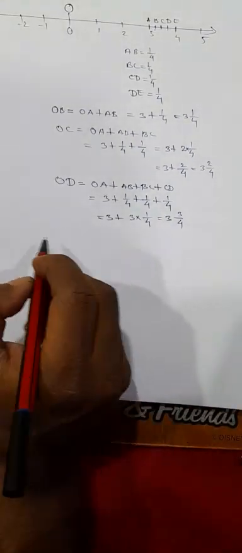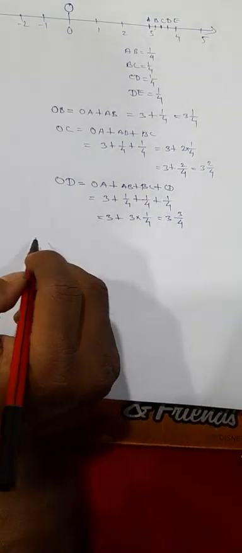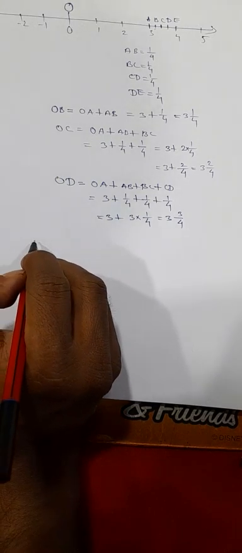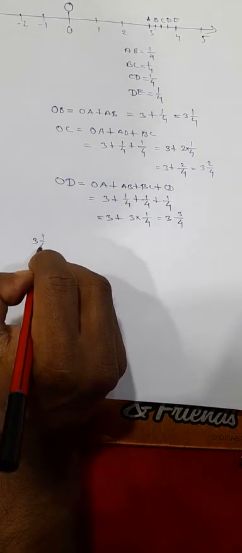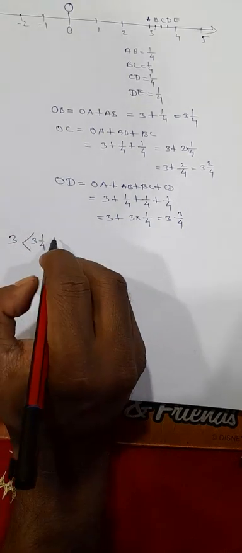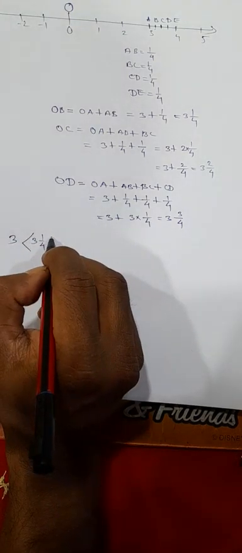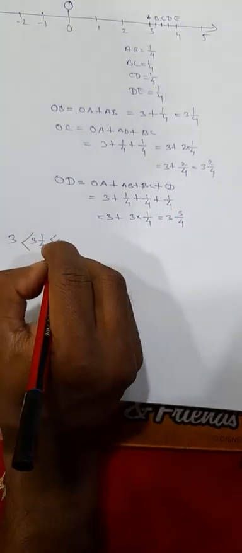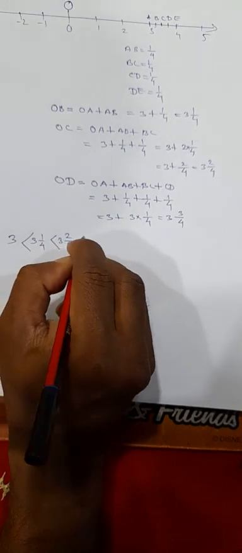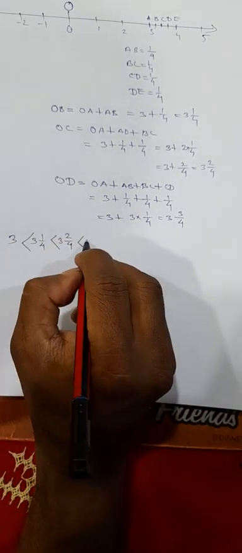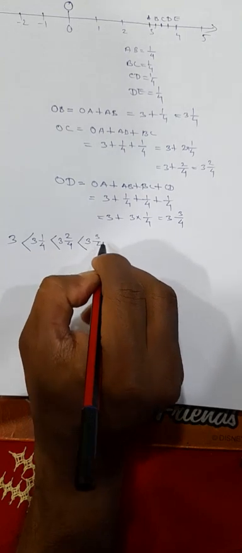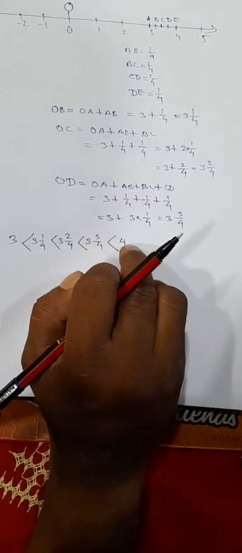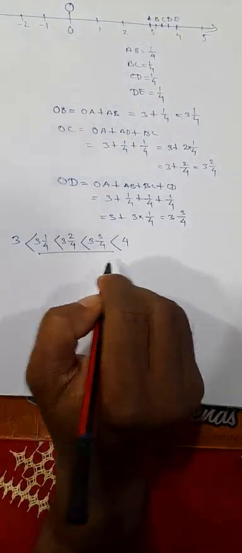So we find the rational numbers in between 3 and 4. We find 3 rational numbers in between 3 and 4. One is 3 and 1/4. This number is greater than 3. Then we got 3 and 2/4. This is greater than 3 and 1/4. Then the third number is 3 and 3/4. This is greater than 3 and 2/4, and this number is less than 4. So we find 3 numbers in between 3 and 4.